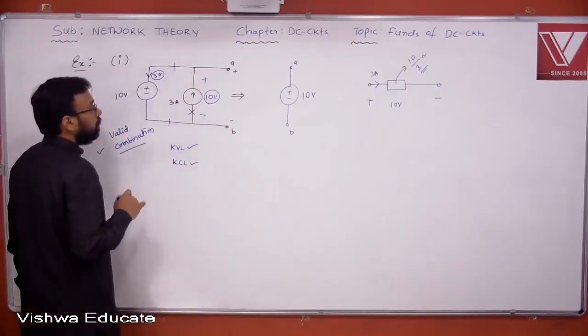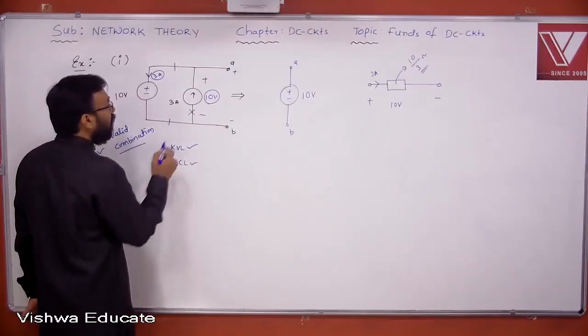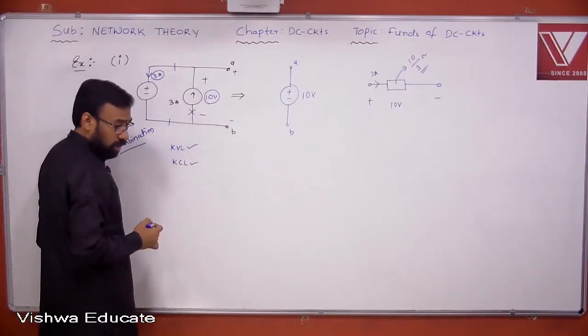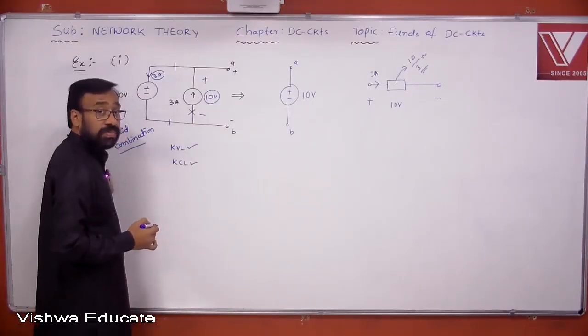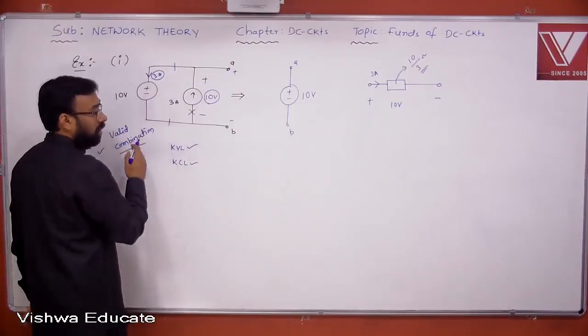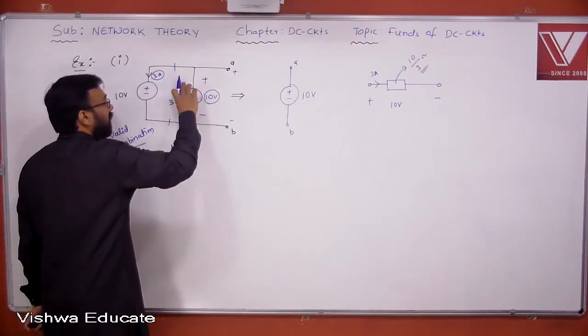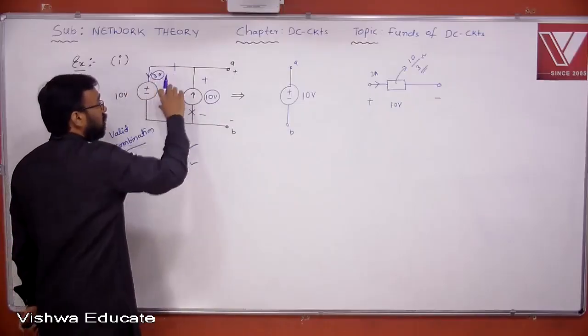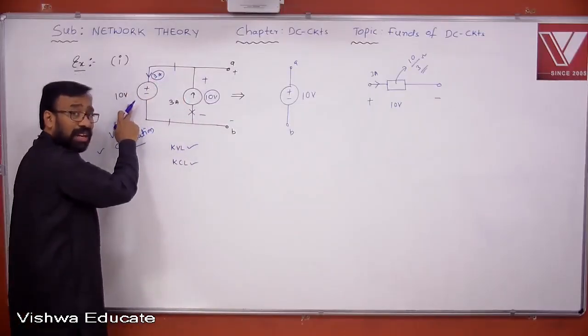Look at this. Now, I'm neglecting this particular current source. Yes or no? I'm neglecting this current source. But how is this current source connected here? A current source is connected parallel to an ideal voltage source. What is the source actually? Is it ideal or practical?